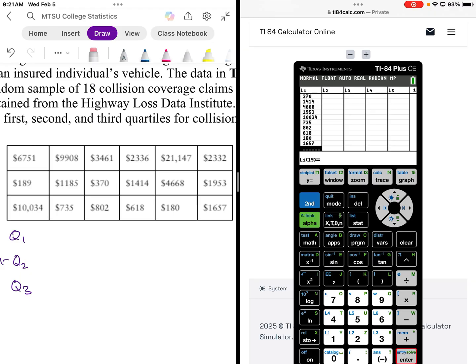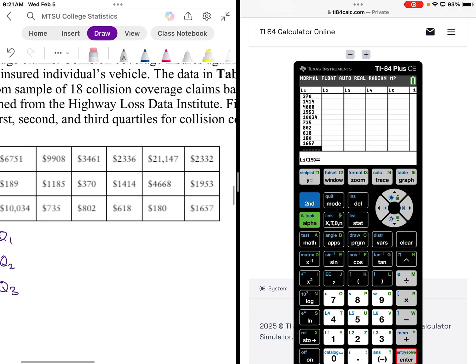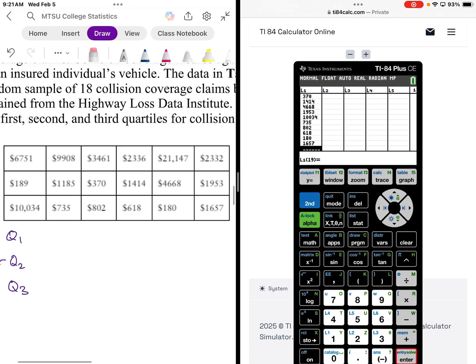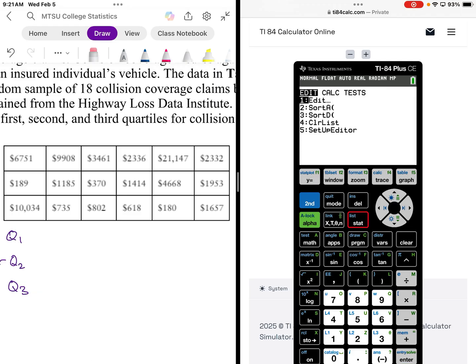All right, so I think I got all my stuff in there correctly. I got 18 numbers in, so I'm hoping I didn't have happy fingers. I go stat, go over to calculate, 1-Var Stats. All my stuff is in L1. There we go. And then I'm going to scroll down.